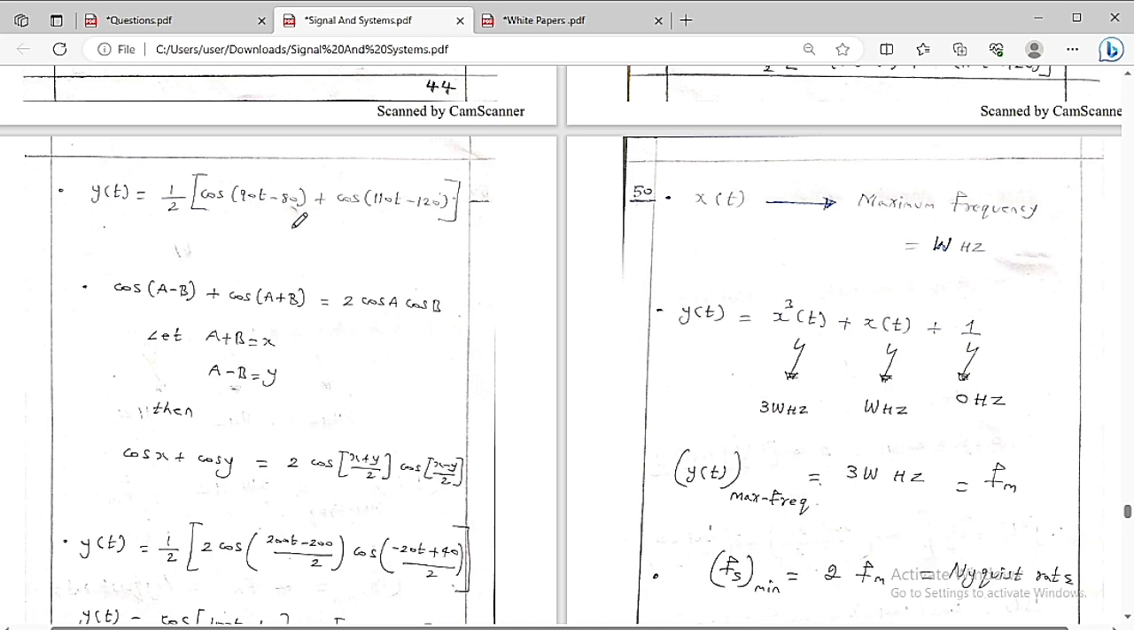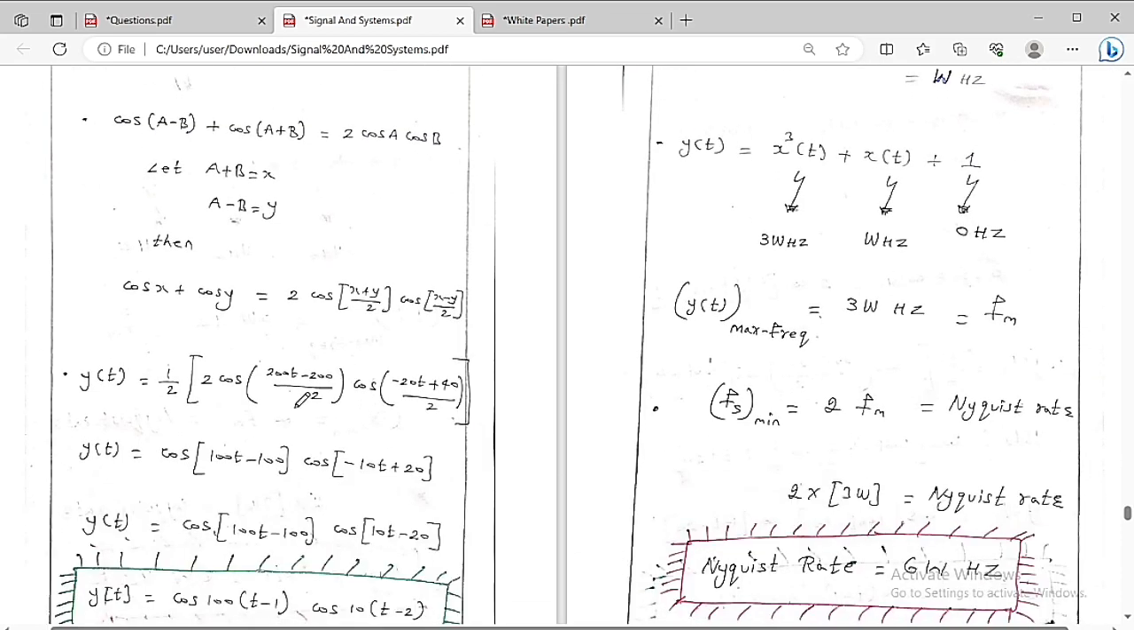This is the addition of these two things. The addition of these two things. 90t plus 110t is nothing but 200t, minus 80 minus 120 is minus 200. So 200 minus 200 by 2 into cos of subtraction. 90t minus 110t is nothing but minus 20t. Minus 80 plus 120 is nothing but plus 40 by 2.